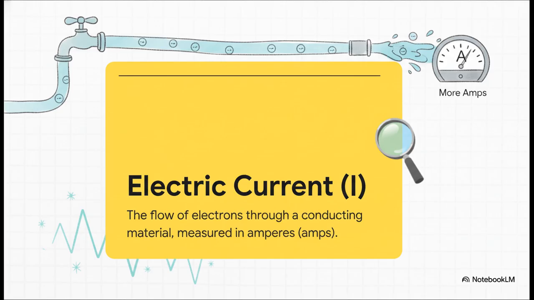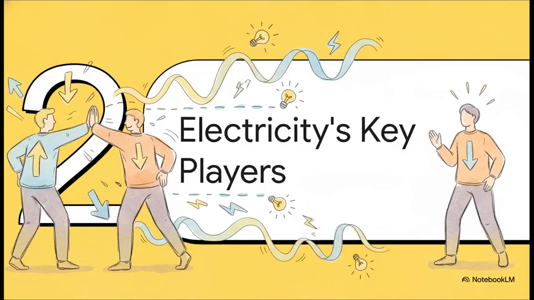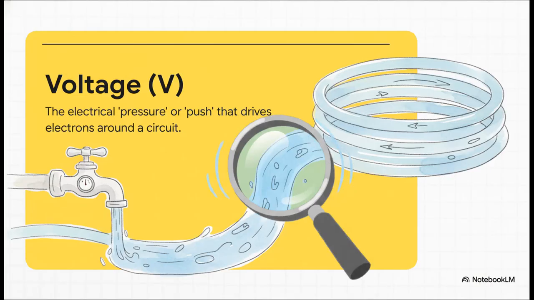So if you have more amps, it just means you have way more electrons zipping past a certain point every second. But here's the thing. This current doesn't just flow all by itself. It's being controlled by two other major players in this game, one that gives it a push and another that tries to hold it back. First up, we've got voltage, or V. If the current is the water flowing through our hose, then voltage is the pressure from the faucet pushing it all out. It's the electrical oomph that gets those electrons moving in the first place. Without voltage, you've got no flow.